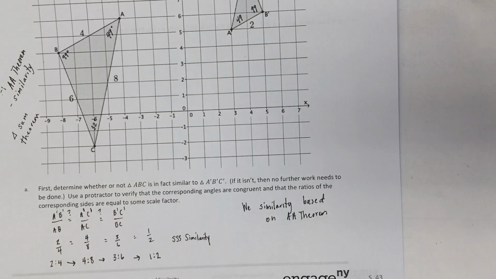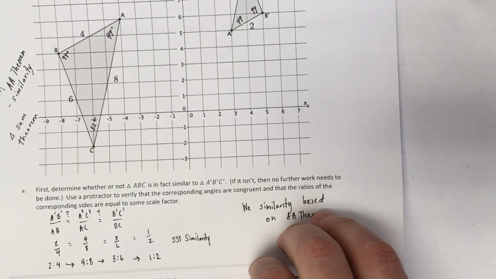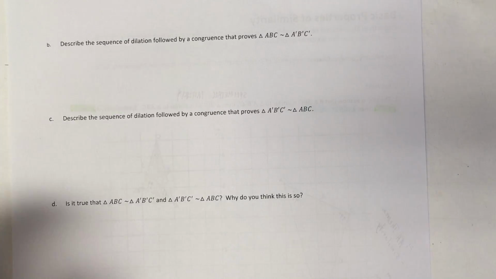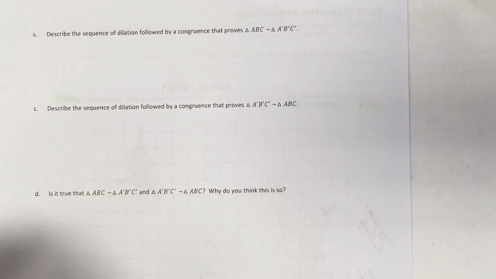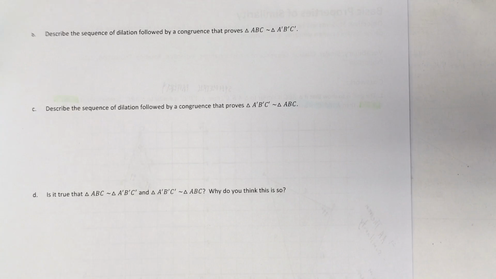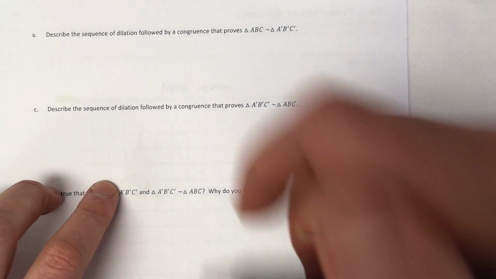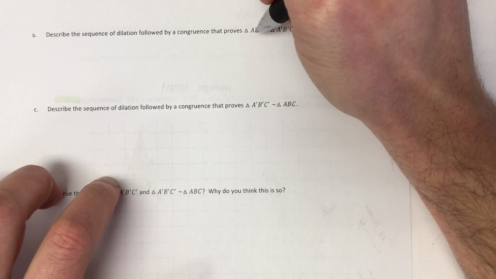And that becomes important to understand. Okay? Turning the page over, there are 3 questions that they want us to answer pertaining to dilation. It says, describe the sequence of a dilation followed by a congruence that proves one is similar to the other.